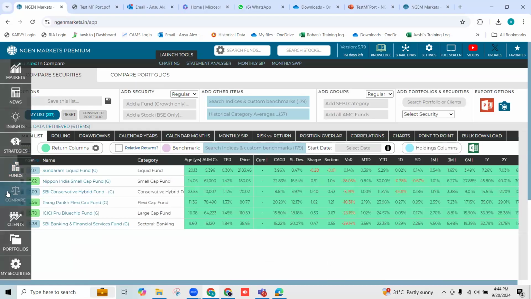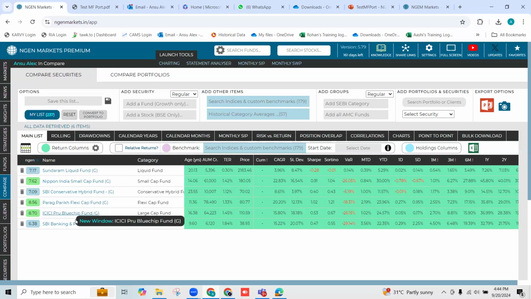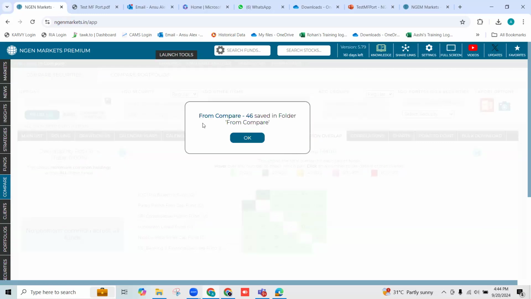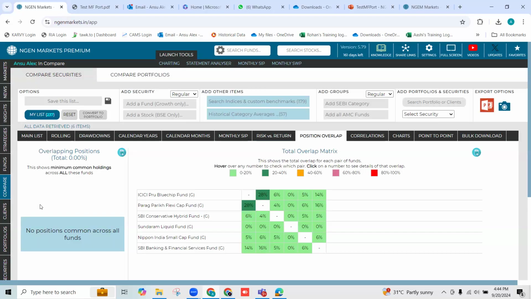So one by one, once the funds come in the compare section, what you typically need to do is just have a look at the position overlap once, which lets you confirm that there are not a lot of similar holdings in the portfolio that you're about to create with these funds, right? That is one final check before proceeding and clicking on that convert to portfolio option, right? So you click on the convert to portfolio option. The moment you do that, a portfolio will get created with a default name as from compare whatever number, right? Because we're creating this portfolio from the compare section.